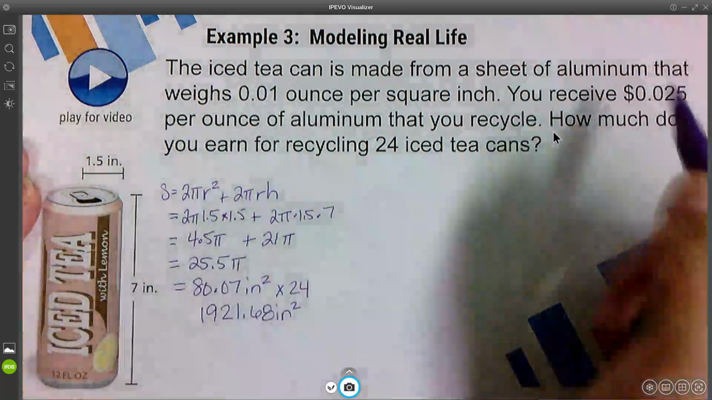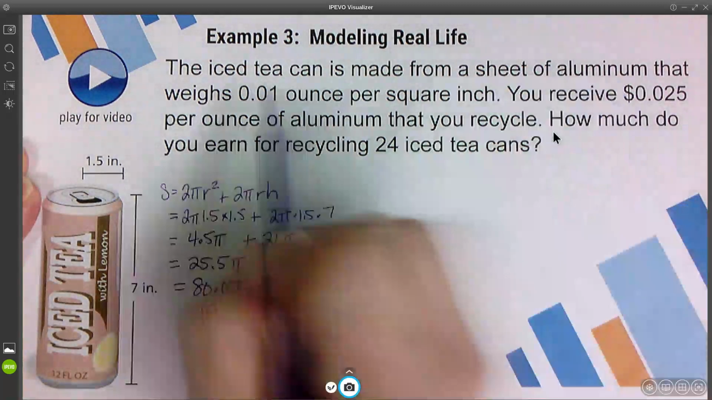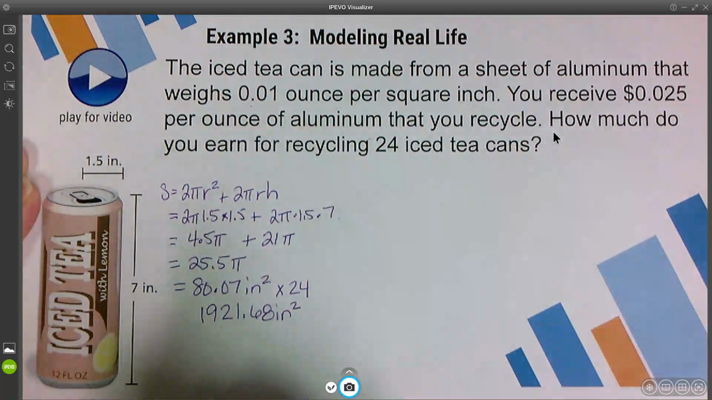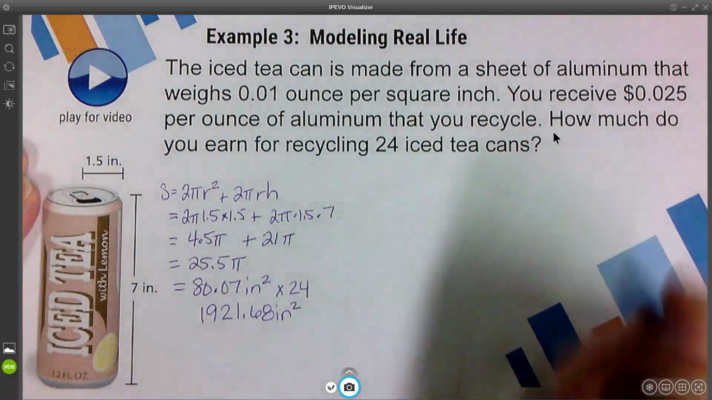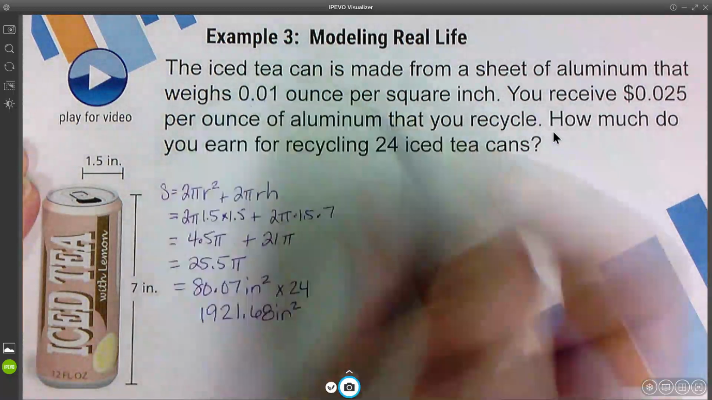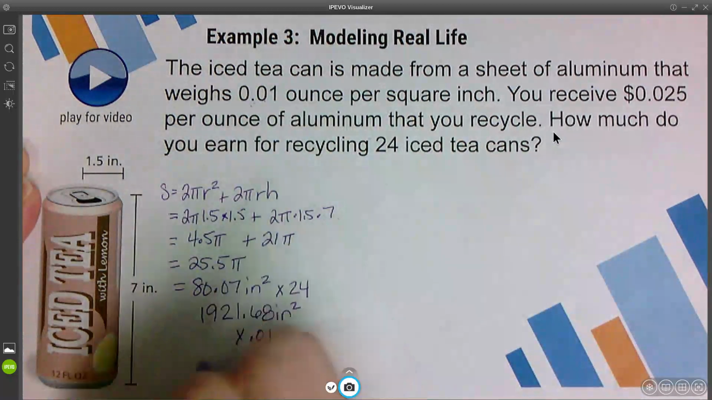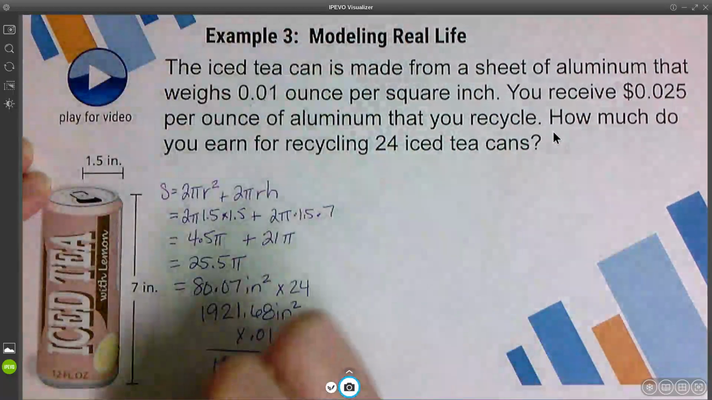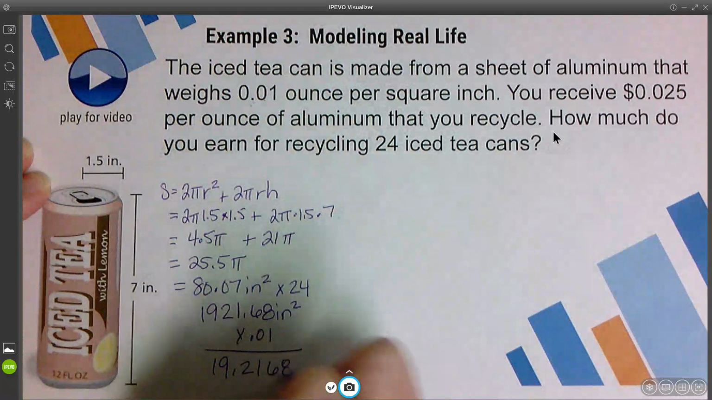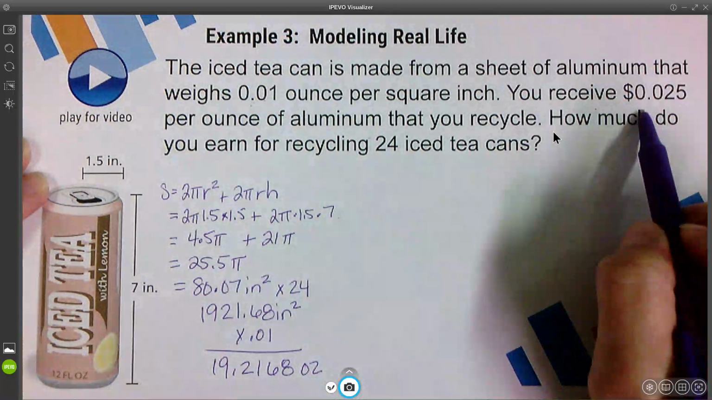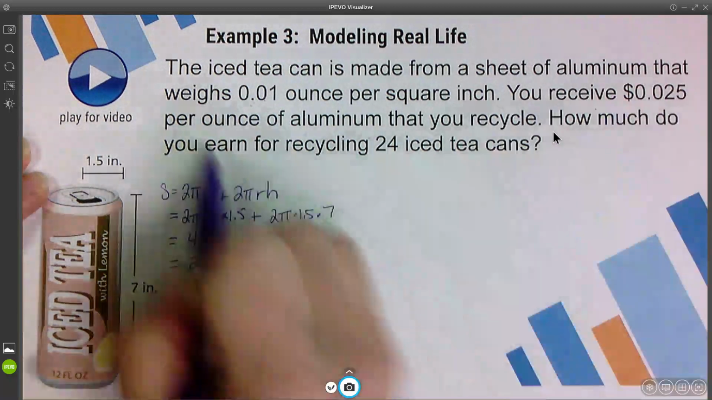Now, when I go back to what they're telling me in the problem, it says that they weigh 0.01 ounce per square inch. And I have 1,921.68 inches squared. And since they weigh 0.01 each, I'm going to multiply by that to get the total weight of all of my cans. And it would be 19.2168 ounces.